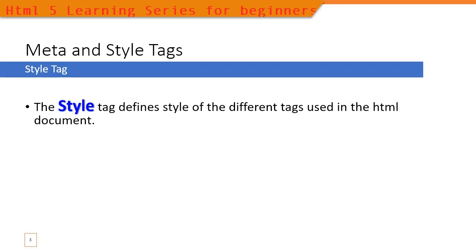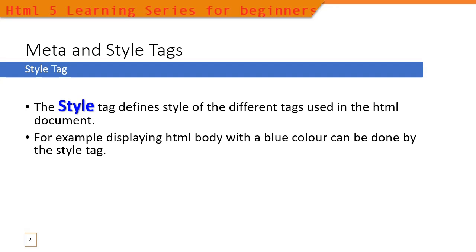The style tag defines style of different tags used in the HTML document. For example, displaying HTML body with a blue color can be done by the style tag. So inside this tag, we will define the color for the body of the document. So likewise, we can define style for any tag. So if it is a paragraph tag or a H1 or H2 tag, for all those tags, we can define the style.